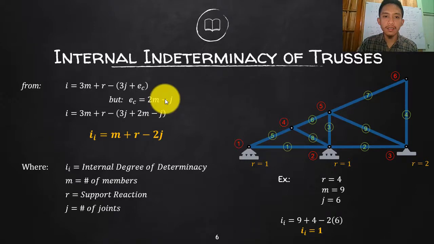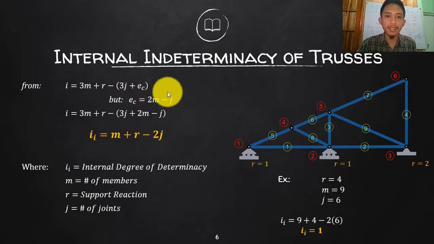But isn't it that we subtract, since in each joint we will only be using one hinge for the equation. So that is the minus 1 for each and every joint. So we will just substitute that by minus j. So the total E sub C in the whole truss is 2m minus j.